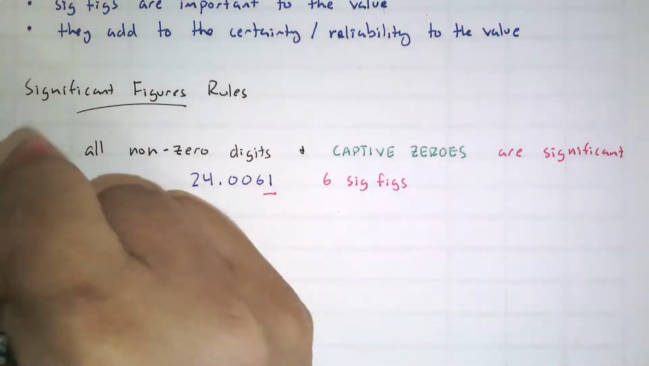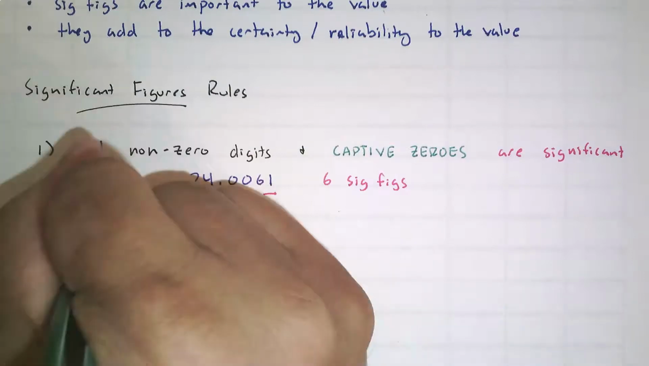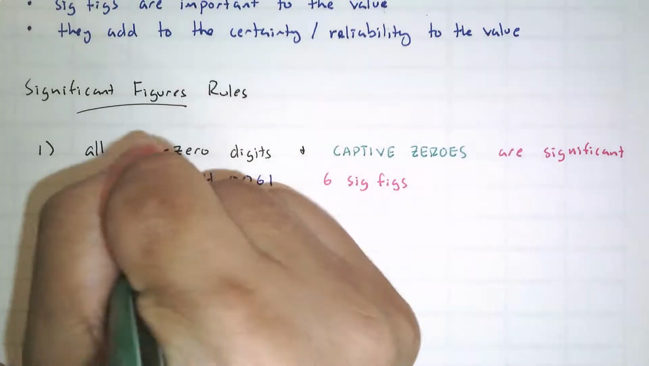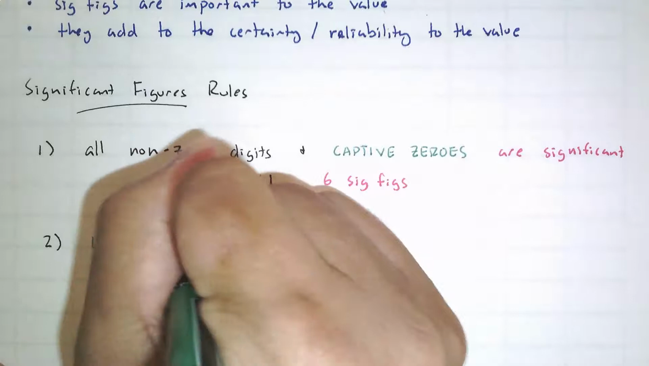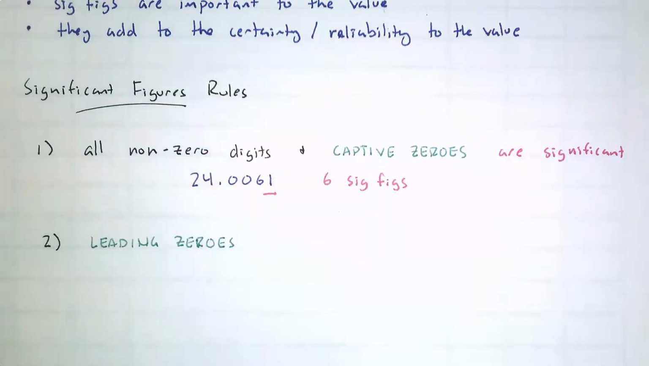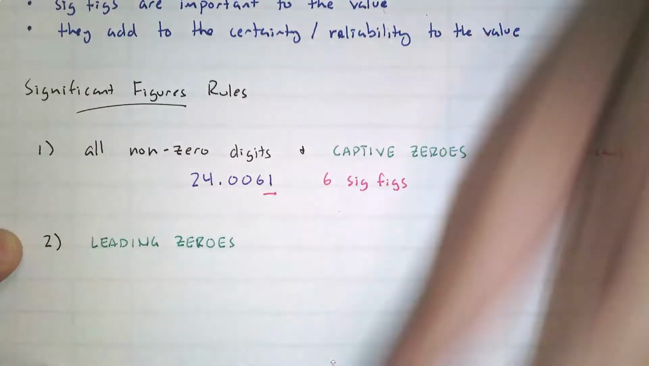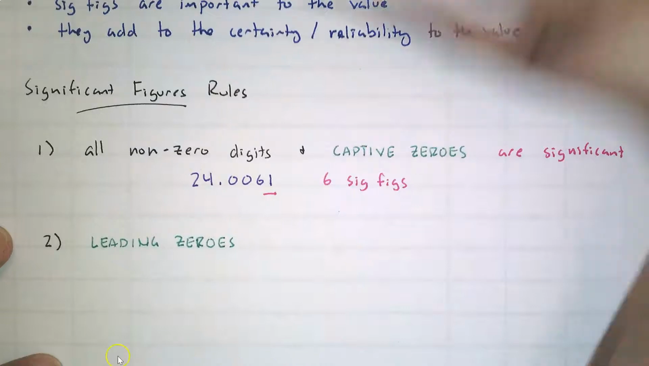Number 2, we have a new type of zero called leading zeros. Leading zeros are the ones that indicate where the decimal point is. These are placeholders.